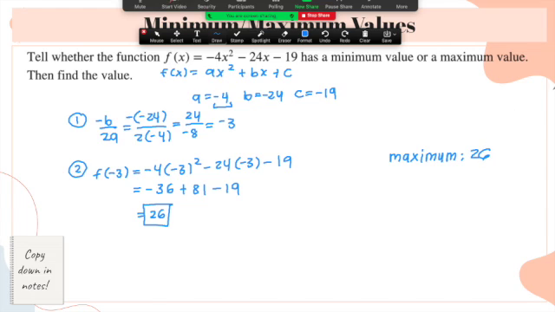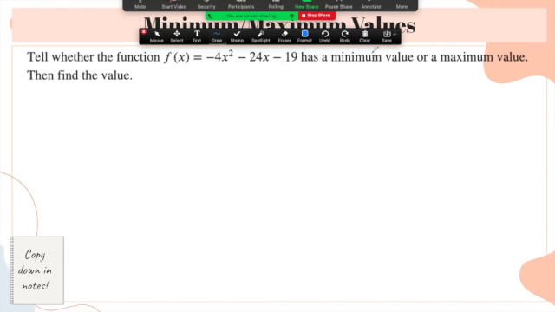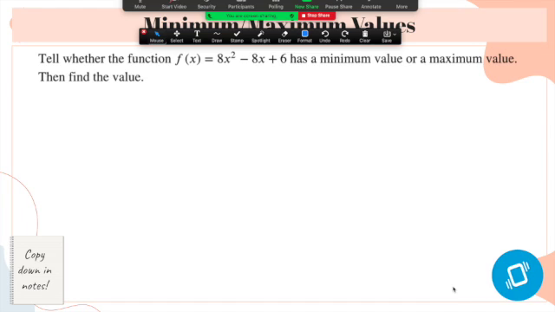Okay. Let's try it out again. So in this case, we're asked here, tell whether the function f of x is equal to 8x squared minus 8x plus 6 has a minimum value or a maximum value, and then after you find that out, find out what the actual value is. I'll give you a few minutes to work on this problem on your own.